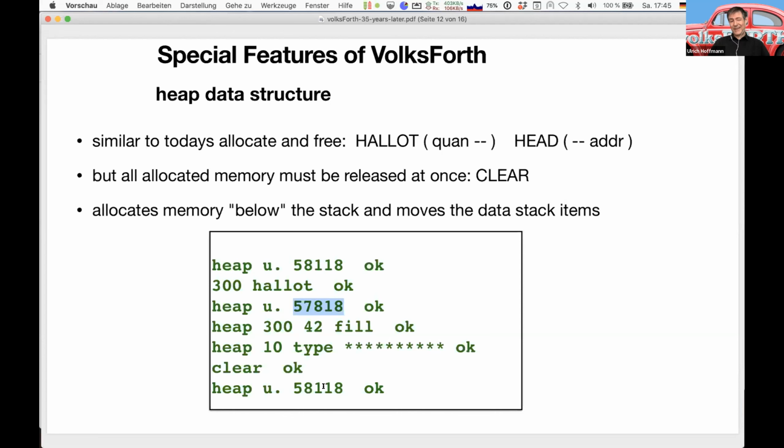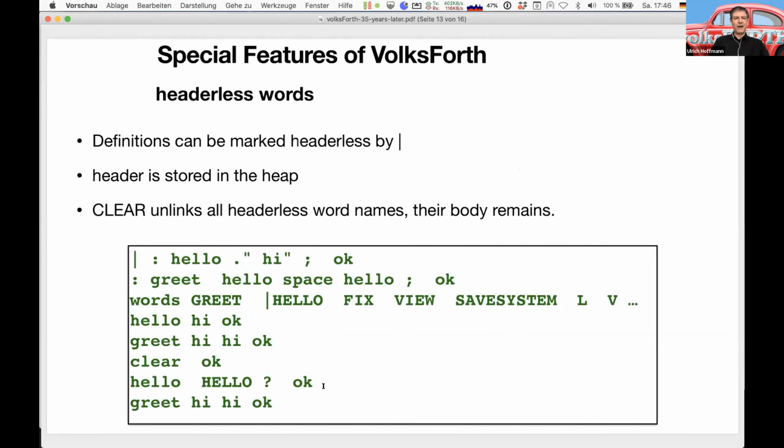The heap is actually located below the data stack. And if you H-allot something, then the stack is moved under the hood without any program noticing it. So it's below the bottom of the data stack, which is only important if you happen to capture some addresses of stack items, but that's not what you normally do. So that's nice. So there's a way to have temporary memory that could be released at once, and this is actually used for headerless words. Another feature that I haven't seen in any other Forth in this way.